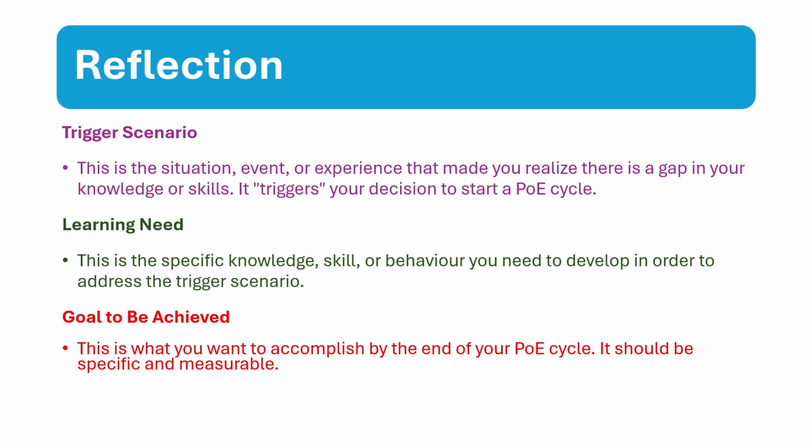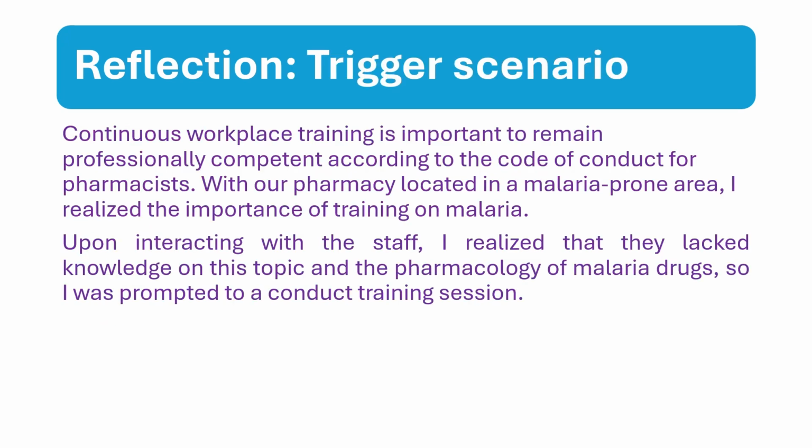The goal to be achieved is basically what you hope to be able to do at the end of the training session. See, I've divided the reflection into different parts. It's color-coded so that you're able to identify what part this is.